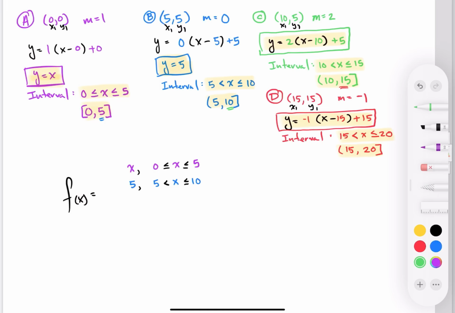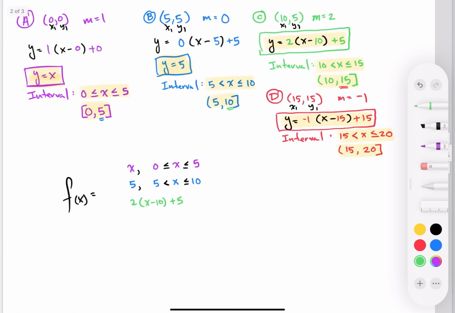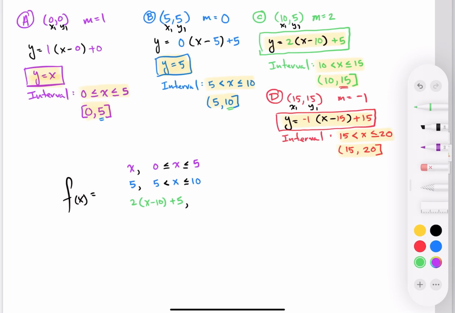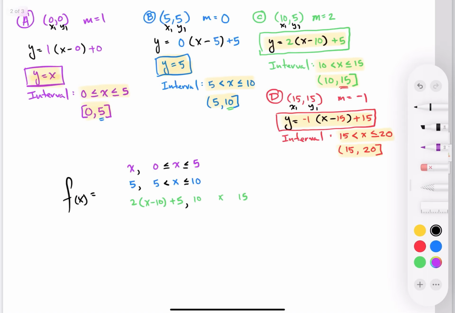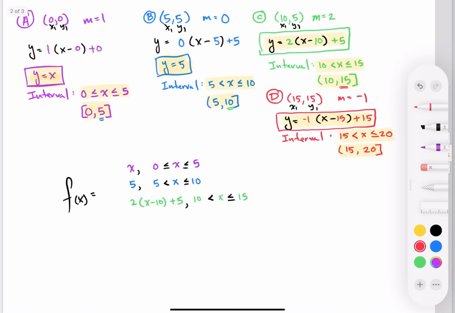Well, that equation is y is equal to, so again, I'm going to ignore that y. And then we have 2 times x minus 10 plus 5. And then I'm going to go ahead and put in my comma and write in the interval. And that interval is between 10 and 15. So somewhere between 10 to 15. And again, since we used the 10 already, I'm not going to include it in this interval, but I will include that 15. And our last piece, the fourth piece, is that y is equal to -1x.